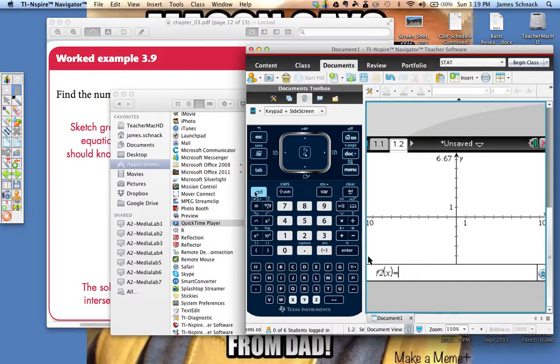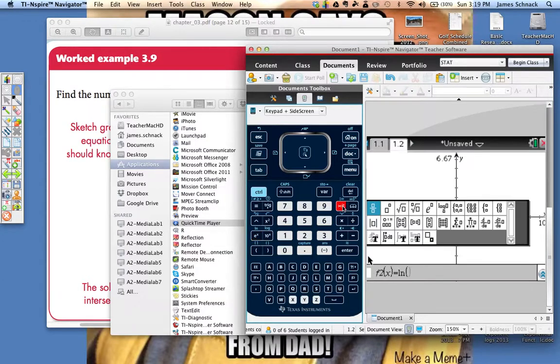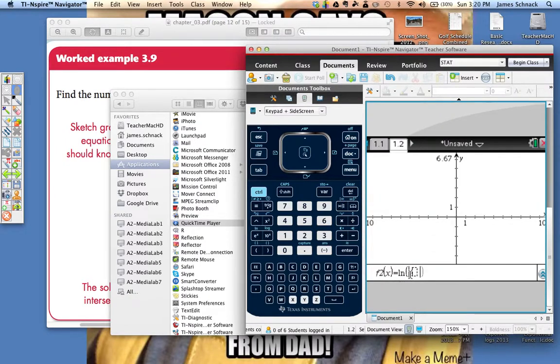Natural log. And then absolute value. Well, the place we can find that is this button right next to the 9. It has a whole variety of different features, different functions. So I'm going to select that absolute value, and now I type x minus 2. And there it is, and it looks like a V.